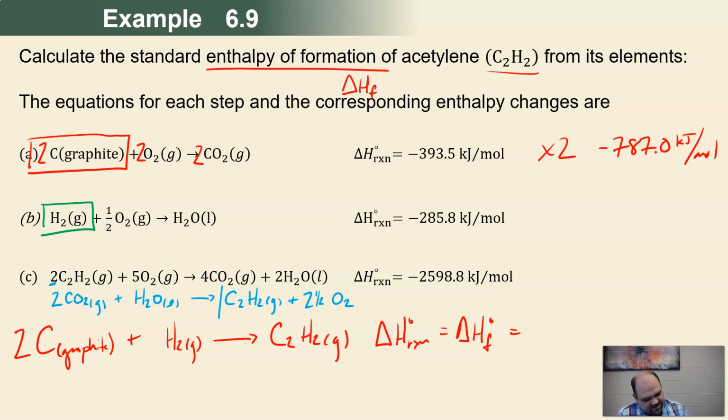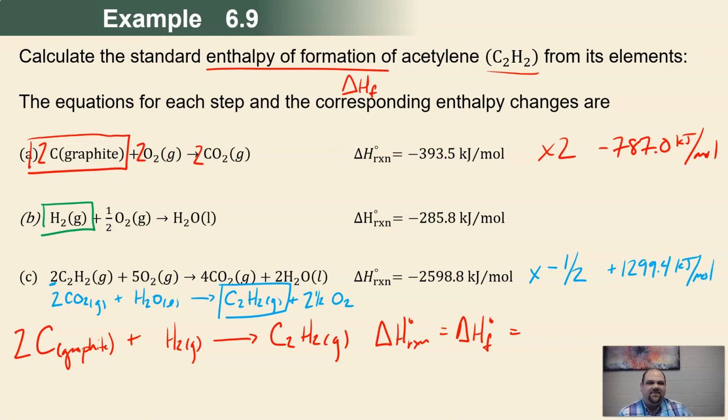Again, I'm interested in the acetylene part of this. What I did was I switched it, so it's like flipping it, and I divided by 2, so that's like multiplying by negative 1/2. And so if I multiply this value, negative 2598.8, by 1/2, by negative 1/2, I end up with positive 1299.4 kilojoules per mole.